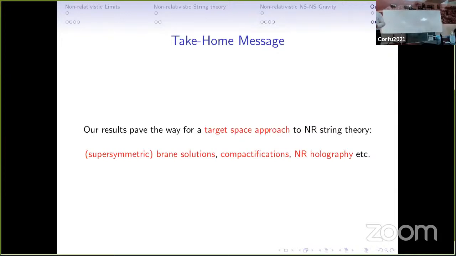And then maybe at one of the next corporate workshops, I will give a talk about our further progress in non-relativistic string theory. So at least it's fun to think about all these things, about limits, etc. I thank you for your attention. I have to stop.